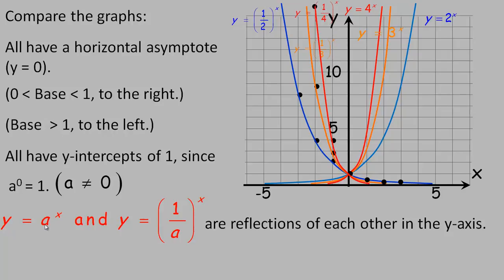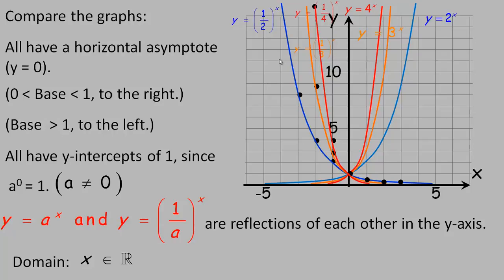y = a to the x and y = 1 over a to the x are reflections of each other in the y-axis. And all of these functions have the same domain and range. The domain is the entire set of real numbers. There's no number you can't substitute in place of x for any of these. You can evaluate any number to the power of some other number, big or small, doesn't matter.